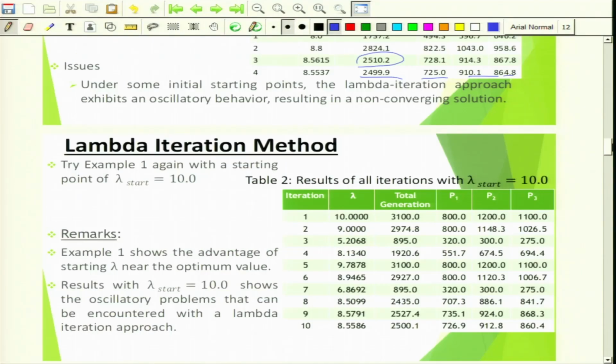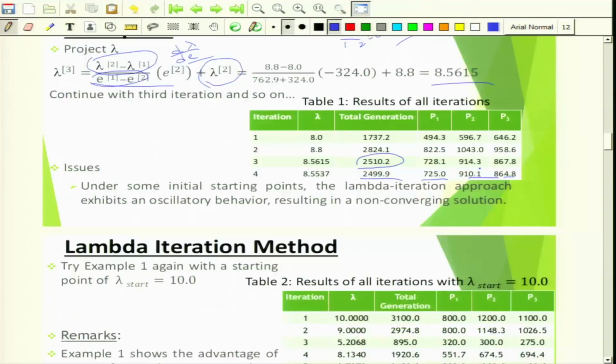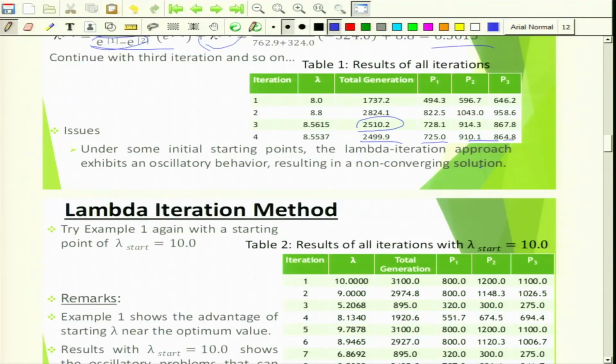But there is a catch: finding the initial point is very critical here. If you choose a lambda which is not the proper optimal lambda, or not close to the optimal lambda, then it will keep on oscillating. That is one problem in the lambda iteration method.